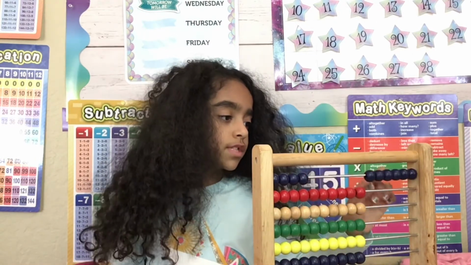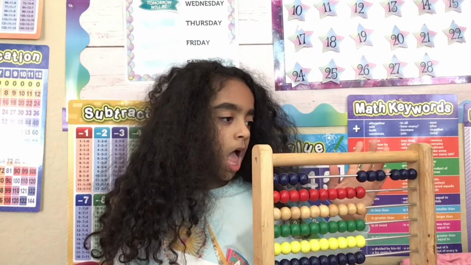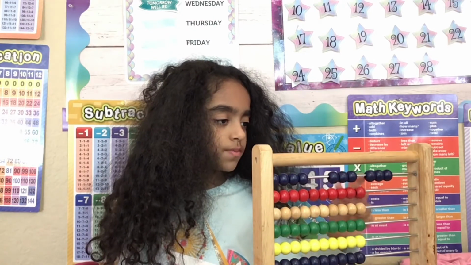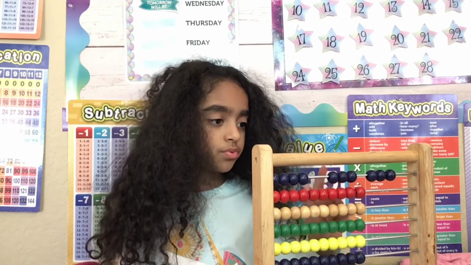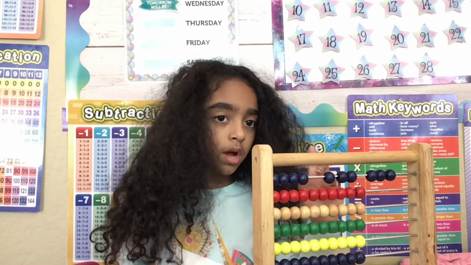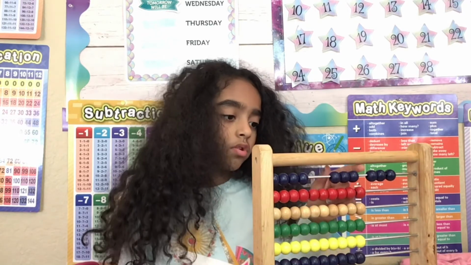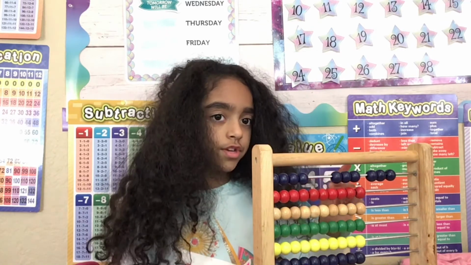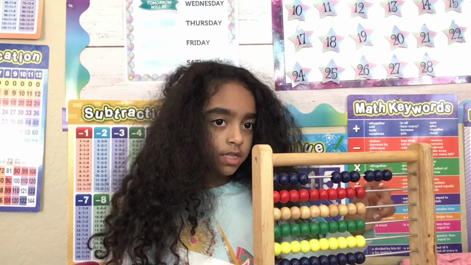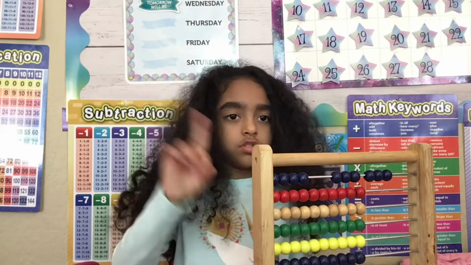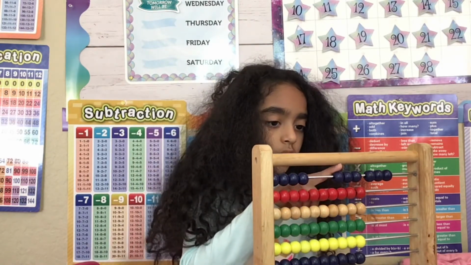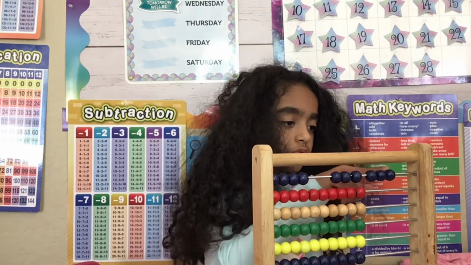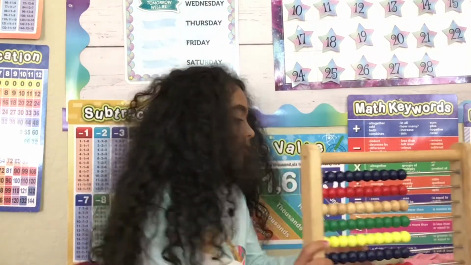And if you get 6, then you can have two equal groups. 1, 2, 3, 1, 2, 3. Do not count it by not starting over. You do not count it like this: 1, 2, 3, 4, 5, 6. Do not do that, because you know it's 6. You do 1, 2, 3, and then you start over. 1, 2, 3. Okay.